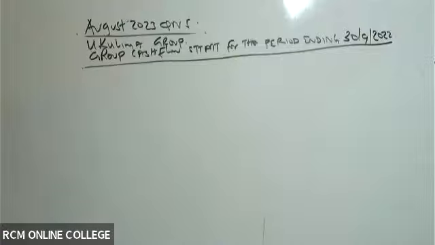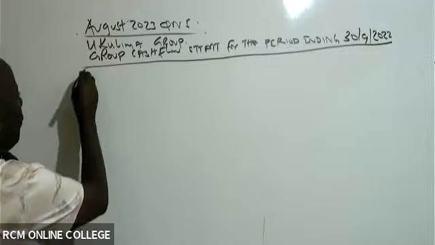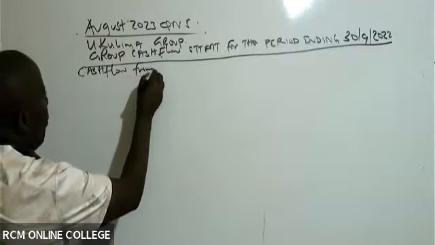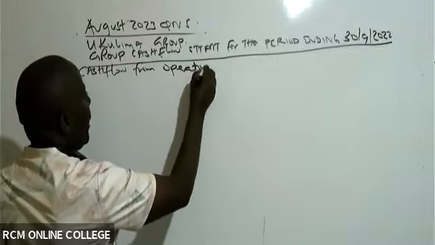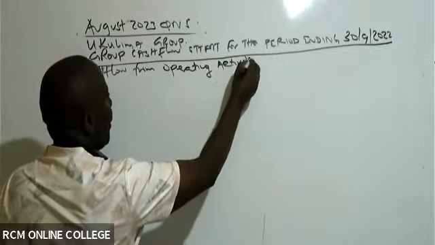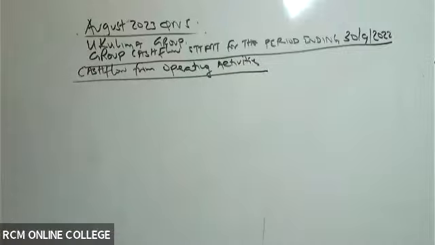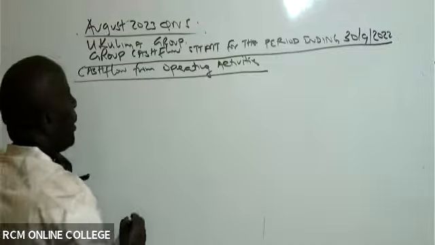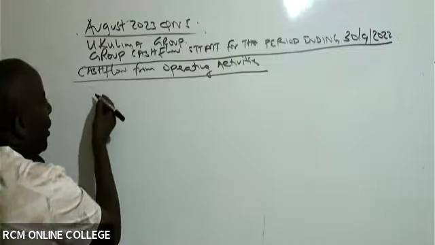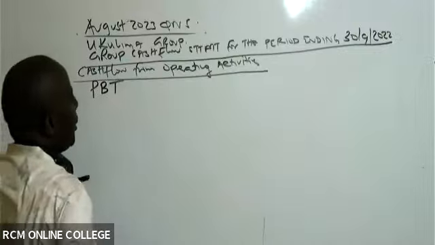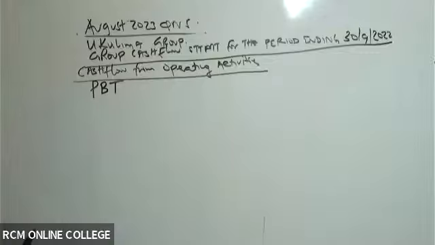So then how do we start this? We start with the first section, which is cash flow from operating activities. All right. And then, of course, if it's indirect method, this is what we are doing. You always start with the profit before tax. You should always start with the profit before tax.